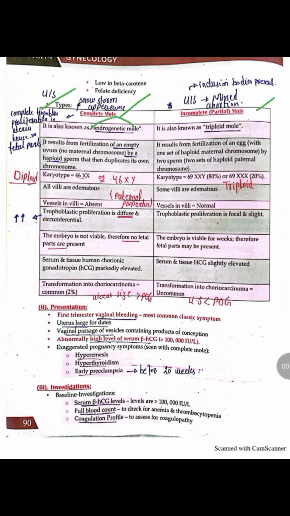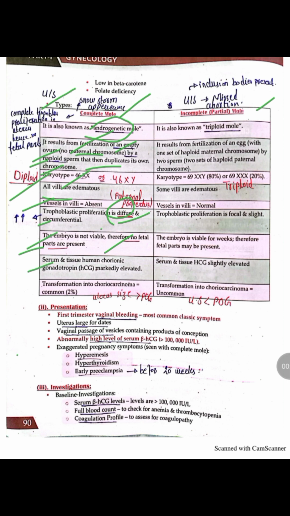Complete mole is also known as androgenetic mole, and it results from the fertilization of an empty ovum having no maternal chromosome by a haploid sperm, which then duplicates its own chromosome. When the paternal chromosome duplicates, it shows 46 XX, meaning that they have a diploid karyotype, and all the villi in a complete mole are edematous and vessels are absent in these villi. The trophoblastic proliferation is diffuse and circumferential, and there will be no fetal parts present. Hence, the embryo in complete mole is not viable.